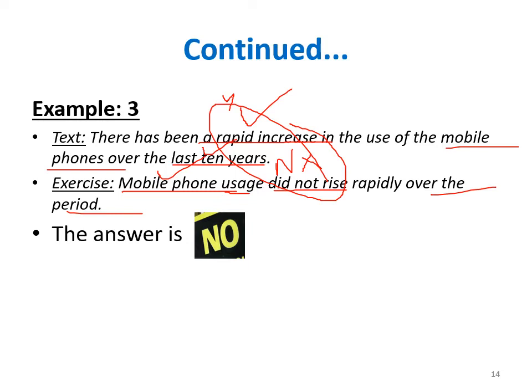Now let me summarize that. If the statement contradicts what is in the text, the answer is no. If the statement gives you information which is not present in the text, the answer is not given. And if everything matches, the answer is yes. Although it seems very simple, obviously you have to read carefully.